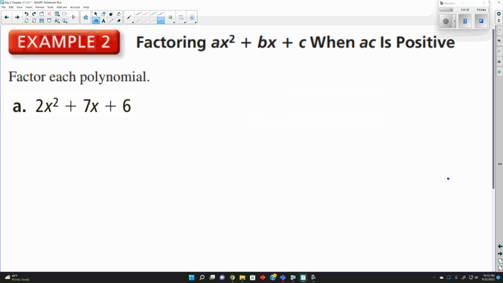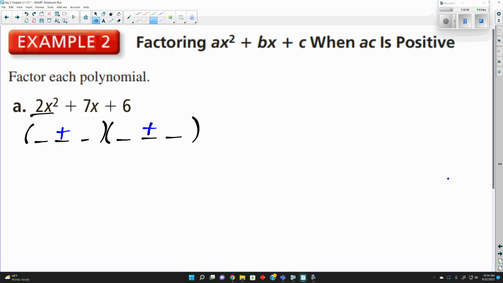So looking at this here, 2x squared plus 7x plus 6, is there a greatest common factor? No. I mean, there is with 2x squared and 6, but 7 is indivisible by 2. So we're going to start off with our 2 sets of parentheses with 3 spaces. And our next step is going to be to find the sign. Since the third term is positive, our signs are the same, and they match the sign of the middle term, which is positive and positive.